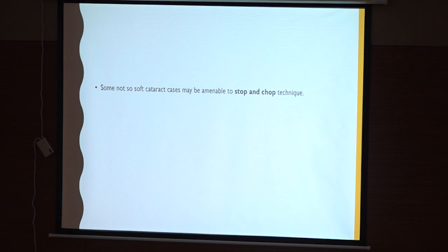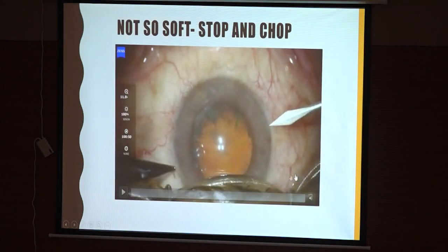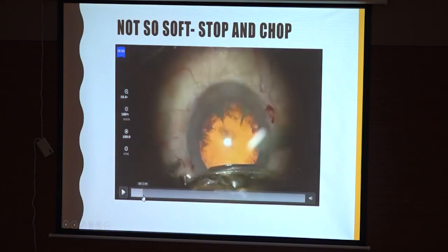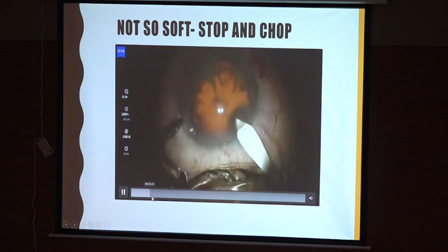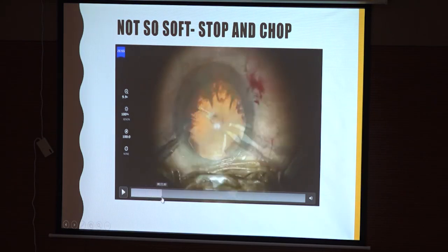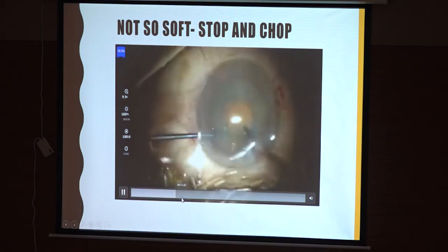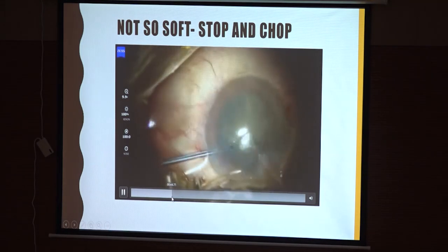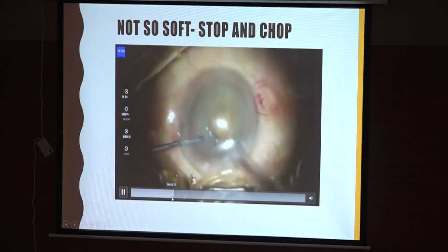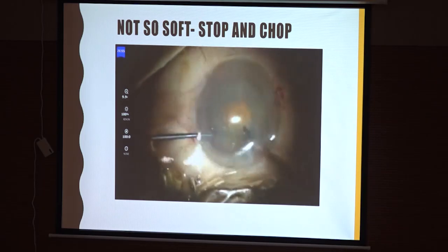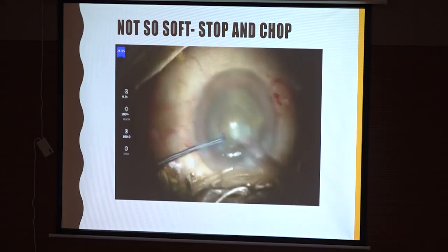Sometimes if your cataract is not so soft, it has a little hardness, so you can go ahead with your routine stop and chop technique also. After making a capsulorhexis, what I have done here is take the superficial soft cortex part with the pre-phaco setting.